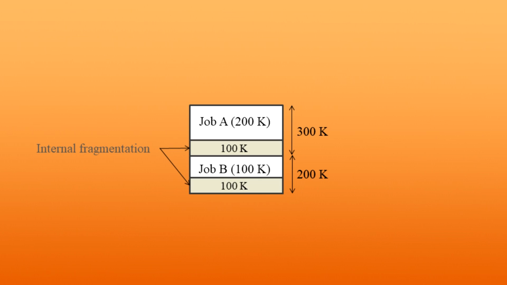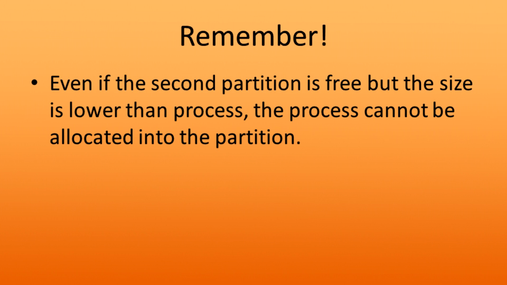After job B is allocated, 100 kilobytes of internal fragmentation is produced. Remember, even if the second partition is free, if its size is lower than the process, the process cannot be allocated into the partition. We move on to the next example.